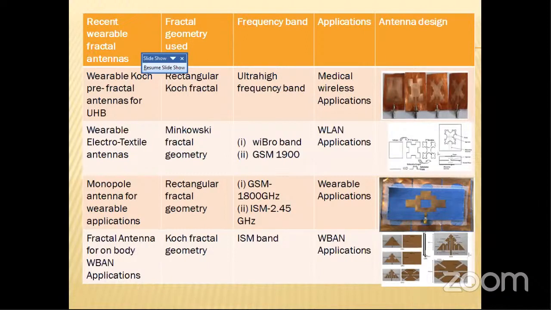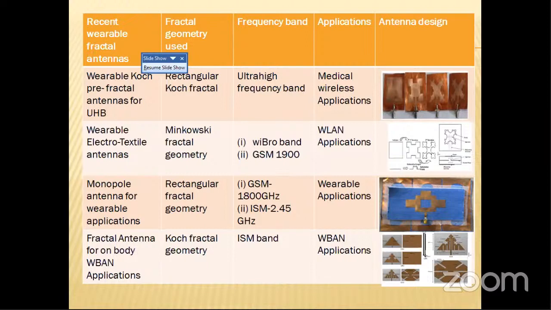The researchers have used the rectangular Koch fractal geometry for ultra-high band frequency range and applications. He has developed this antenna for medical wireless applications. The antenna design has been given in this table. The substrate material used for the wearable Koch fractal antenna is polyamide dielectric substrate, which is a thermal resistant substrate, the most useful substrate for human wearable application antennas.